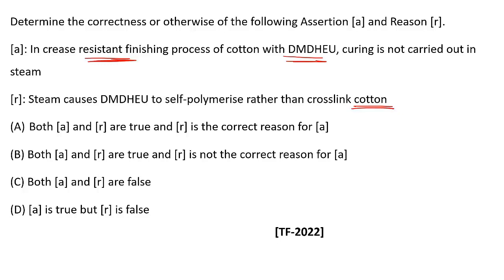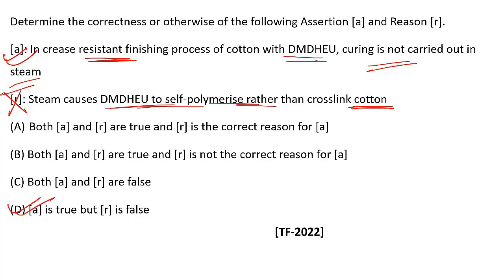So the assertion is true that curing is not done in steam. In this process, the padded fabric is dried at 80 degrees Celsius, and curing is carried out not in steam but at 160, 180 or 200 degrees Celsius, generally for 2 minutes. So it is not carried out in steam, and the assertion is true. But the reason, that steam causes DMDHU to self polymerize rather than cross link, is not true. So the assertion is true and the reason is false. So option D is the correct option.